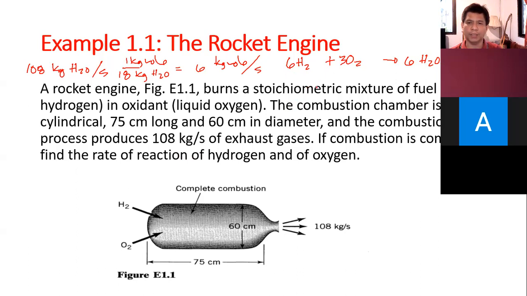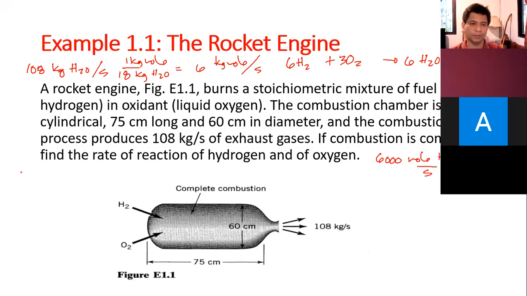So basically, for the hydrogen, you're going to produce, since it's 1:1 with water, you need 6 kg mole of hydrogen. Can you imagine? You need 6 kg mole of hydrogen. Times 1,000 because it's kilogram mole. That means you need 6,000 mole of hydrogen. This is per second. That's all. And then basically you need to calculate the volume of the reactor.